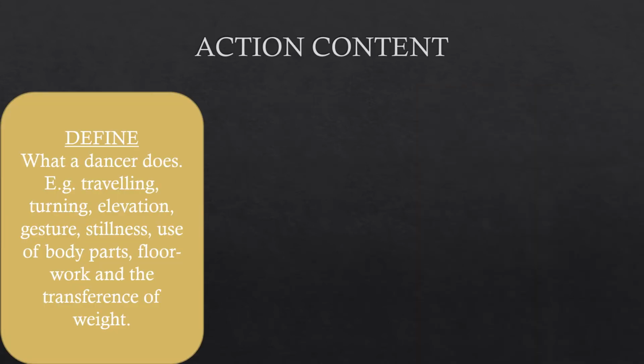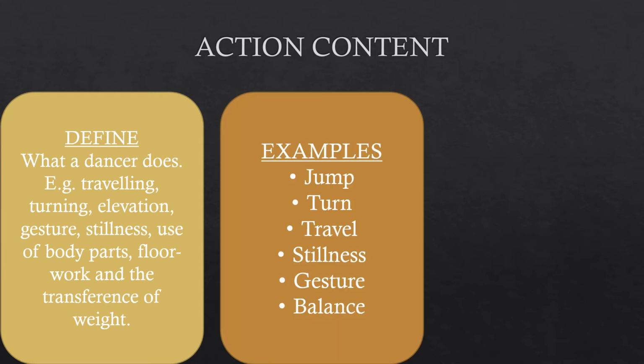So let's start with action content. The definition, we've just been through that. You just need to know what a dancer does. And then in the AQA glossary that you should all have by now, it does list these actions after the definition. Examples of actions are jump, turn, travel, stillness, gesture and balance. We can see those in the definitions, but it's really important, if in section A it gives you a theory question, give 2 examples of actions, that you can name examples of actions.